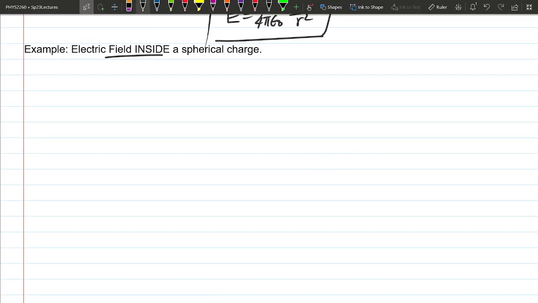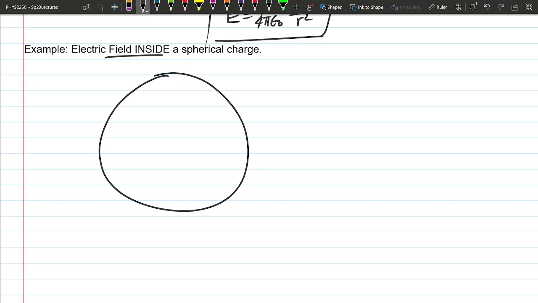So I'm going to draw a bigger version of it. And you have a bunch of plus charges everywhere. We always just assume that the charge is plus, and if we happen to be doing negative charge, we'll just reverse the sign of the result. But now we're interested in the electric field inside the sphere, so we want a Gaussian surface that's actually inside the sphere.